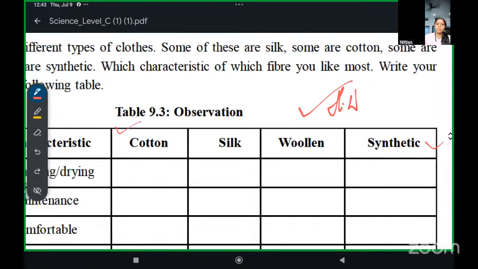Cotton is more like the clothes that you wear at home. They are breathable and very comfortable. In summers also you feel airy in them. Those are all cotton.